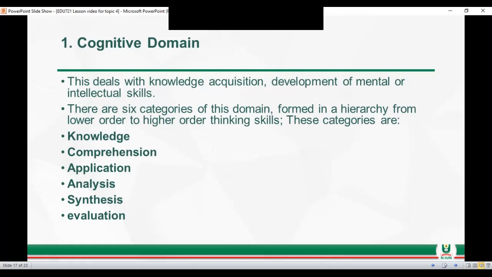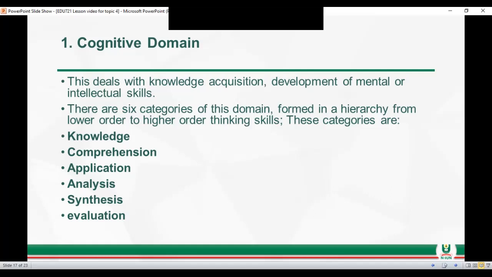The cognitive domain deals with knowledge acquisition, and it emphasizes the development of mental or intellectual skills. There are 6 categories of this domain, and these categories are formed in a hierarchy from lower order to higher order thinking skills. These categories are knowledge, comprehension.